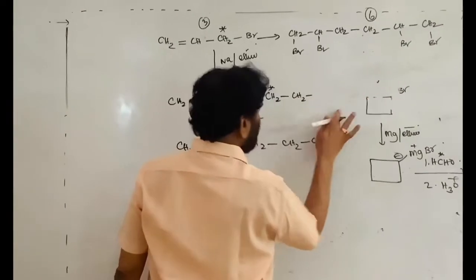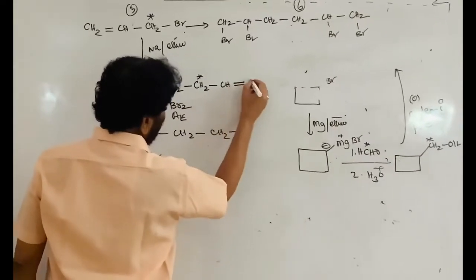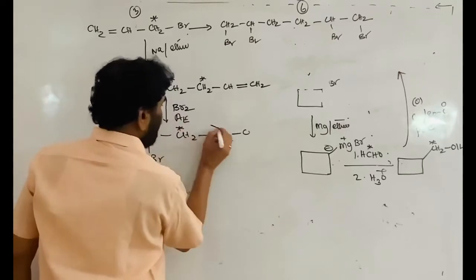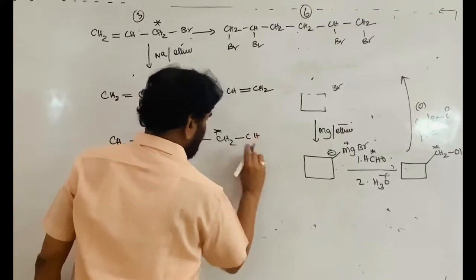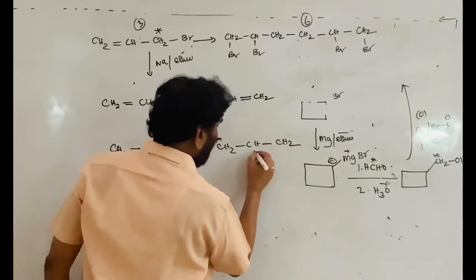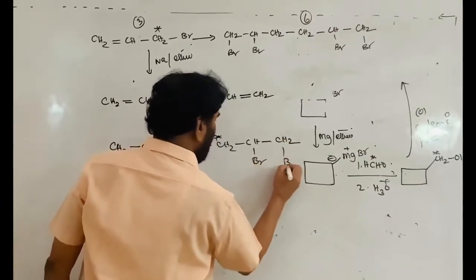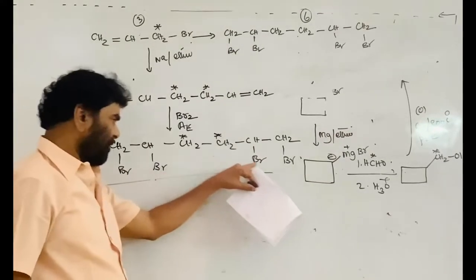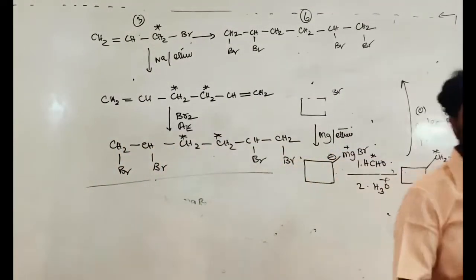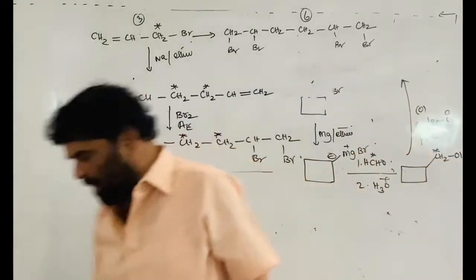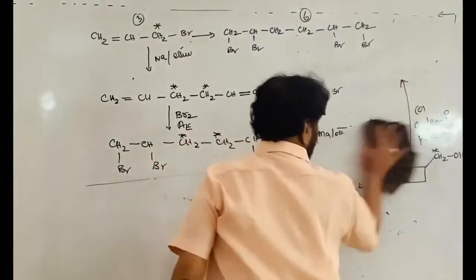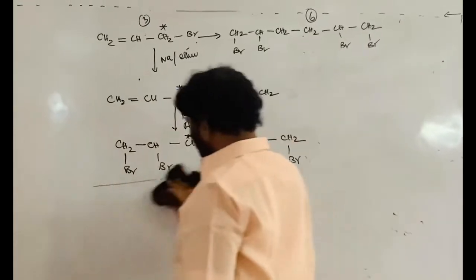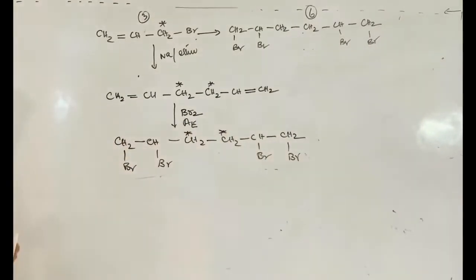See, one carbon atom is more here. The structure is wrong. This is the CH2 and CH2 star. This is CH, CH2, double bonds are gone, bromine atoms are introduced, your product, 1, 2, 5, 6-tetrabromohexane is the IUPAC name of the compound. That's all. Easy conversion. One of the easy conversions.